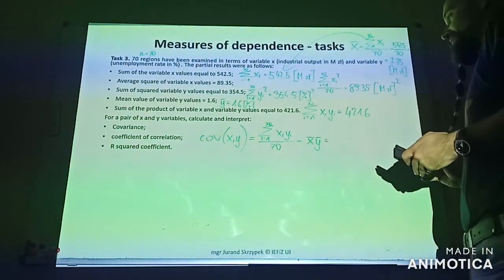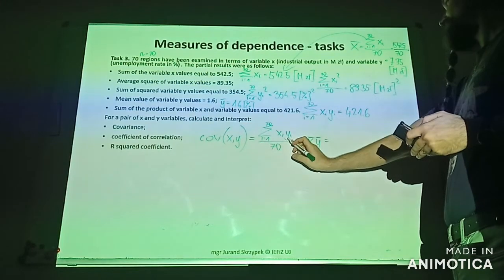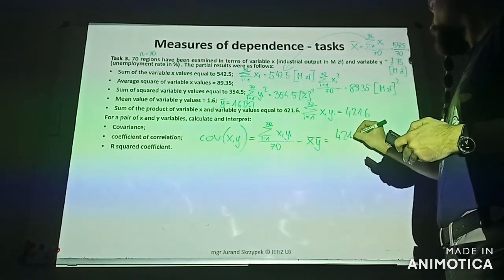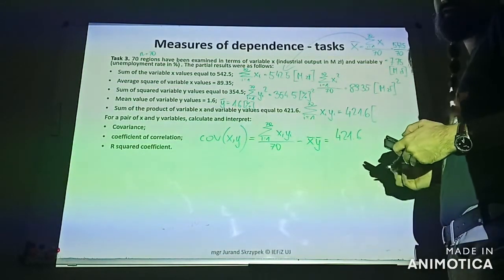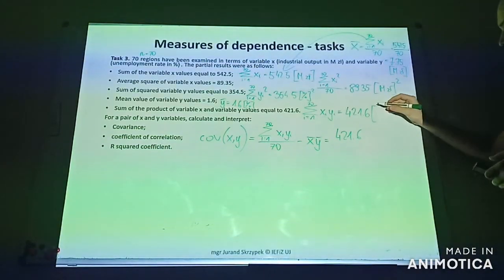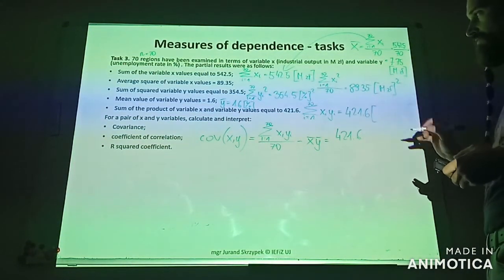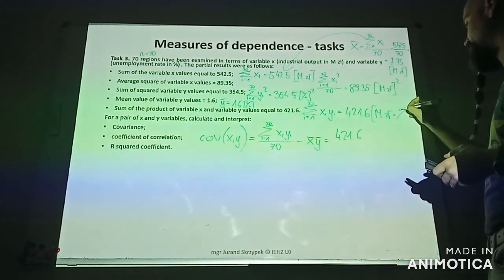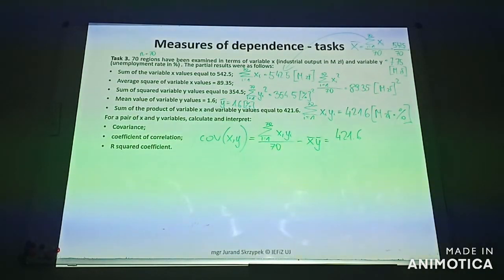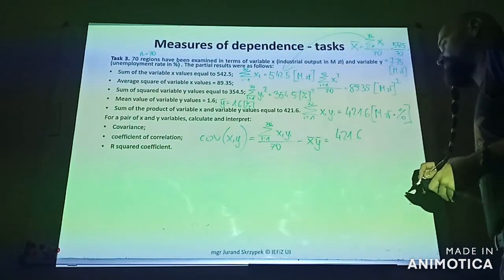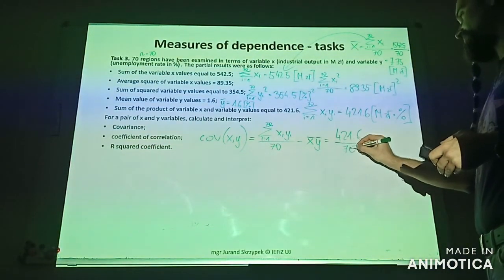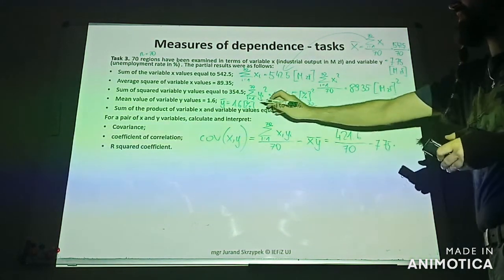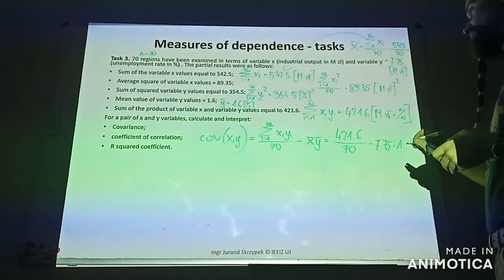Okay, let's go back to the covariance. Here we have the sum of the products, 421.6. On the margin, the unit of the sum of the products is million zlotys multiplied by percent. It has no sense, but this is the unit of the product. Divided by 70, minus mean x, 7.75, multiplied by mean y, which is 1.6.